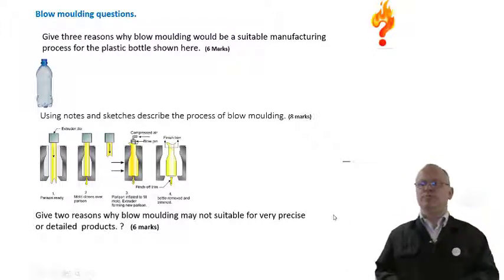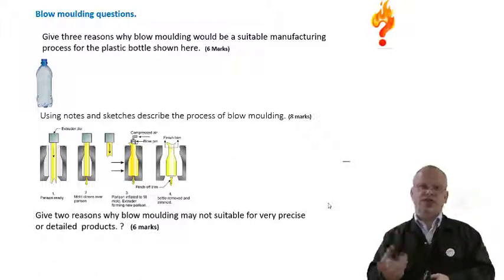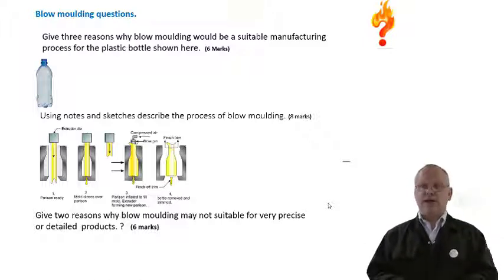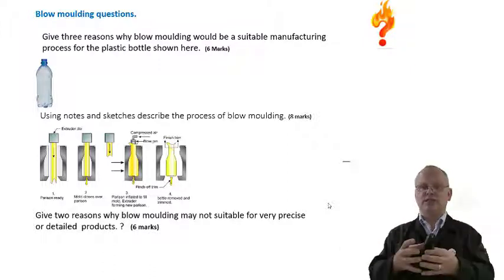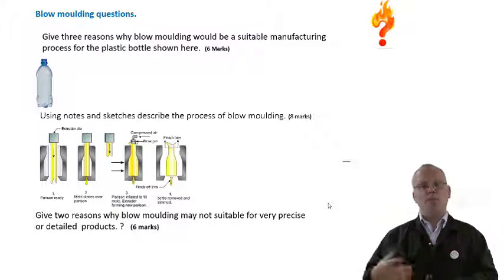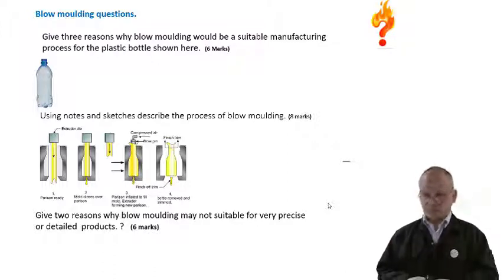Three reasons why blow moulding would be a suitable manufacturing process for the plastic bottle shown here. Thin wall section. Okay, you need a thin shape so you're not using too much polymer, it doesn't get too heavy, you're not using materials you don't need to. Symmetrical, comes in two halves, so a mould can easily be produced to form it. Also, it's going to be continuously or mass produced, so it's also worth spending the money on getting a good tool or mould made up for blow moulding. Okay, so you've got cost, you've got material usage, you've got speed and efficiency.